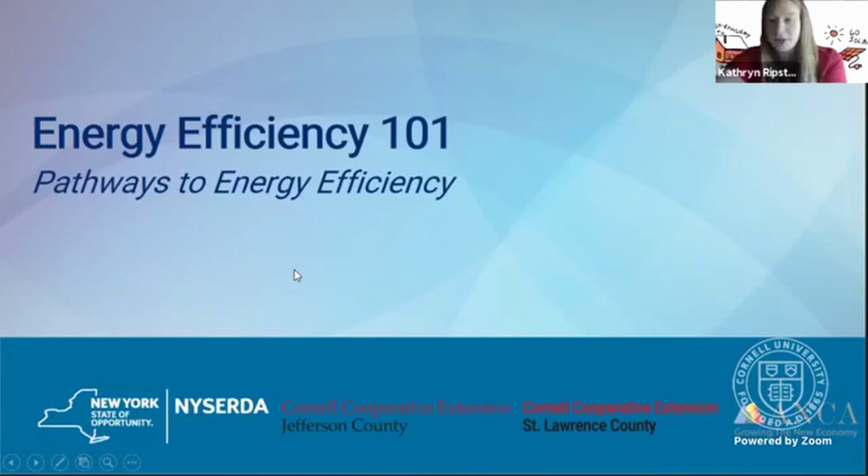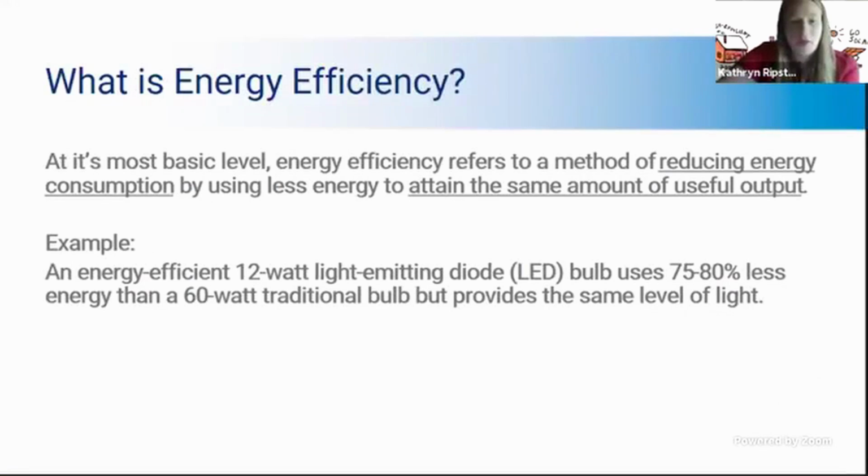Today we're going to be talking about energy efficiency. So what is it? The basic definition of energy efficiency refers to a method of reducing your consumption of energy to maintain the same amount of energy output. A good example of that would be an energy efficient light bulb. An LED light bulb uses about 75 to 80% less energy than your traditional 60-watt light bulb. However, it produces the same level of output, the same amount of light in your home.